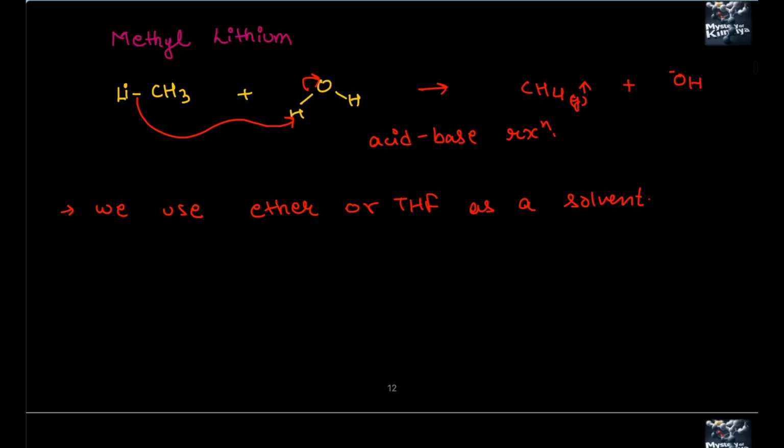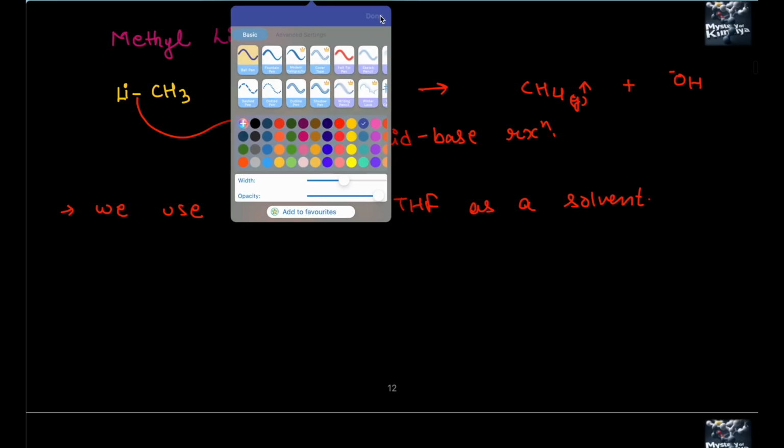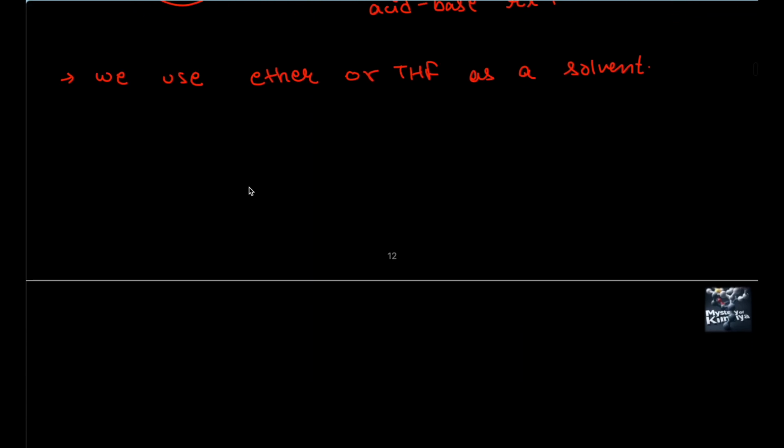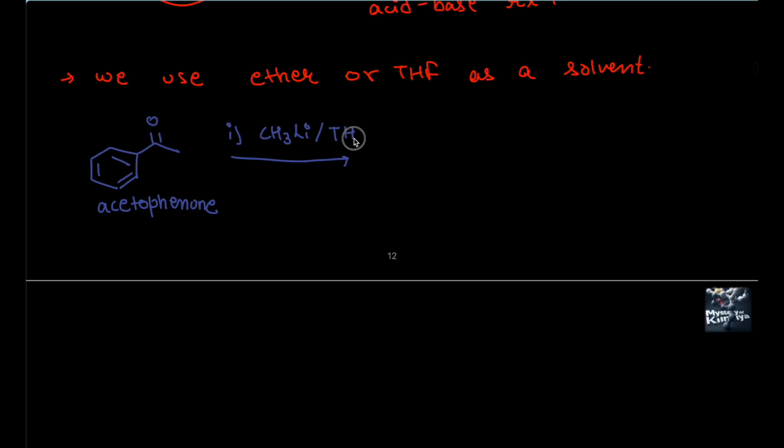For example, let's suppose we have this compound, acetophenone. In the first step we add methyl lithium, with THF as a solvent, and in the second step we add H2O. So how does this reaction work?